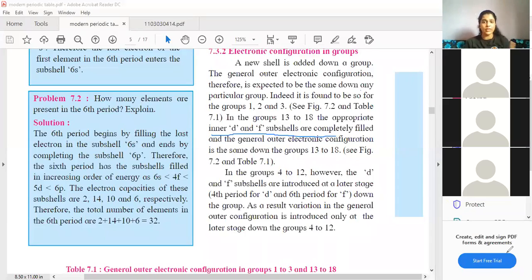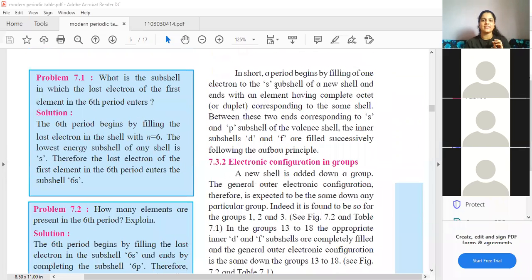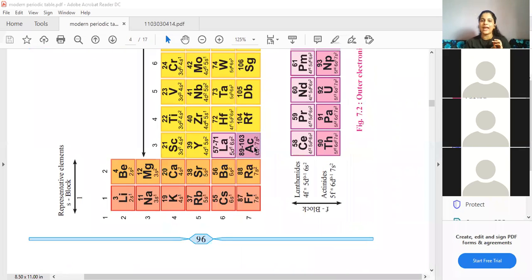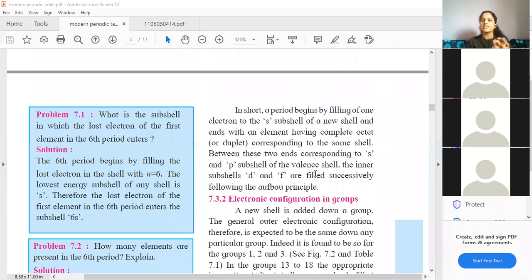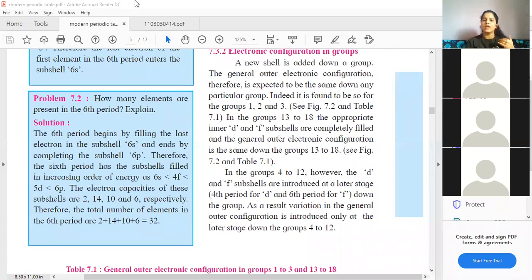Okay. Now students, just concentrate on this paragraph. In the groups 4 to 12, however, the D and F subshells are introduced at later stages. Actually students, in group 3 as well, the F subshell is introduced. Yes or no? Because your lanthanoid and actinoid series are placed in group 3. So the F subshell is introduced in group 3 as well. Here they have written 4 to 12. I don't know why, but if I have to write it correctly, 3 will come too, but that's okay.